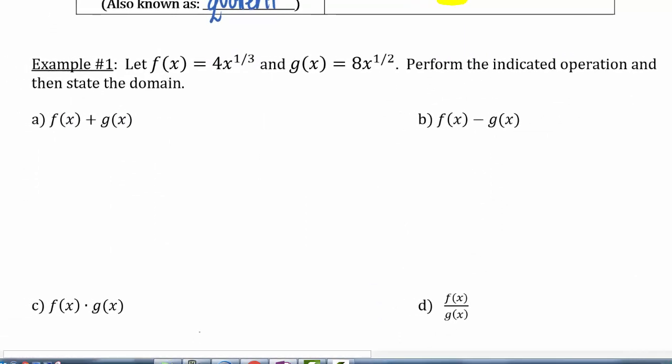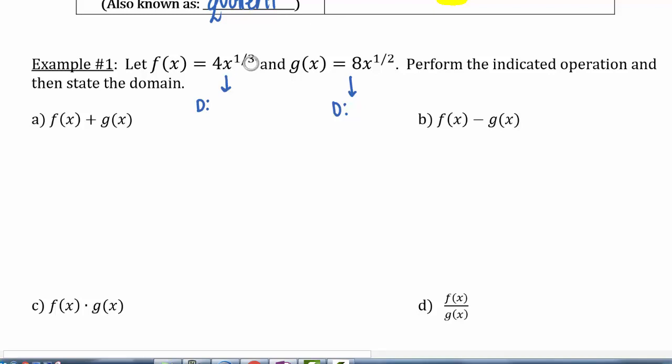Let f of x equal 4x to the 1/3, and g of x equal 8x to the 1/2. We're going to perform the indicated operation and then state the domain. The first thing I need to do is find the domain of each given function, because really I combine them most of the time in my answer.